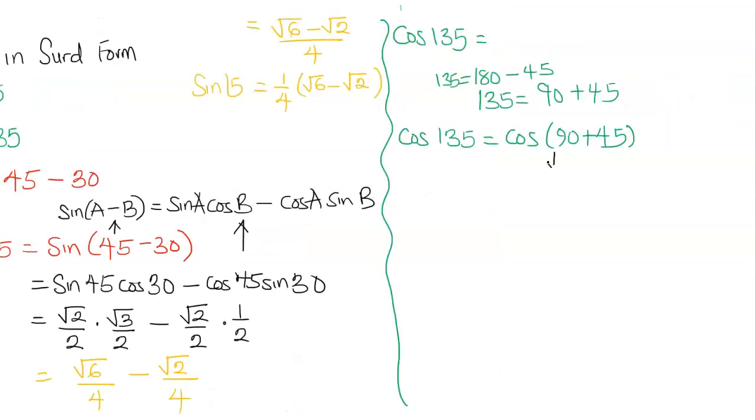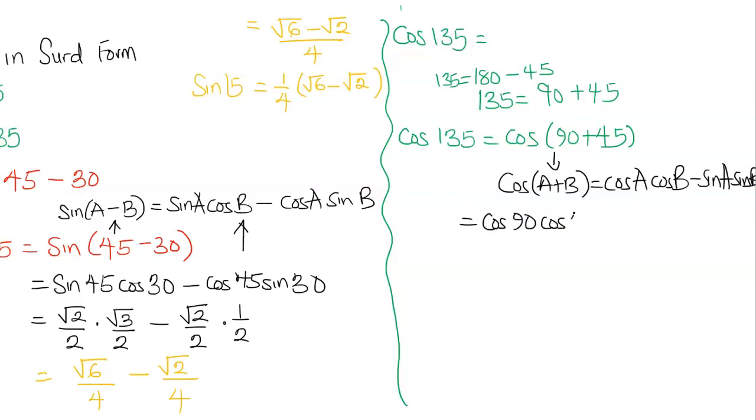Now, this is a sum. It looks very much like cos A plus B. And we know what this is. This is cos A cos B minus sine A sine B. So cos 135, which is cos 90 plus 45, becomes cos 90 cos 45 minus sine 90 sine 45, because A is 90 and B is 45.